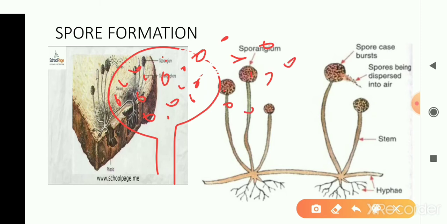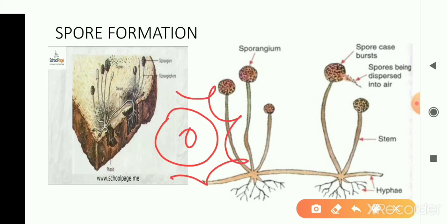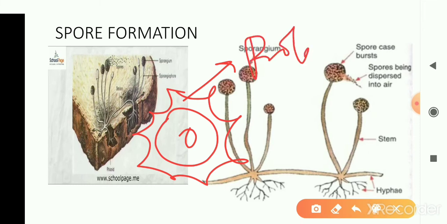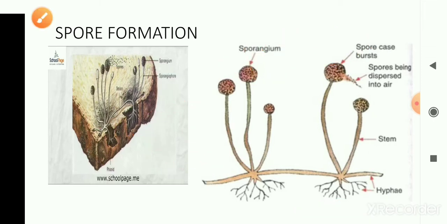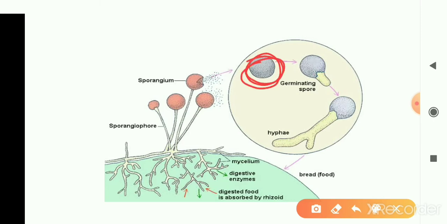Each spore is unicellular. Each spore is just made up of one cell, and it is protected by a hard protective covering which protects the cell inside from all kinds of unfavorable conditions. That's an advantage of spore formation. The spores that are produced have a hard protective covering which protects them from unfavorable conditions.